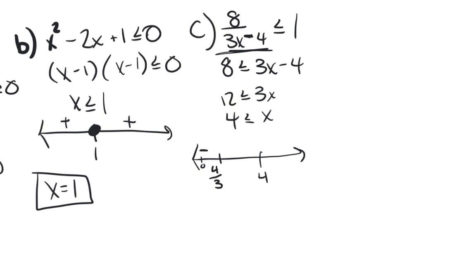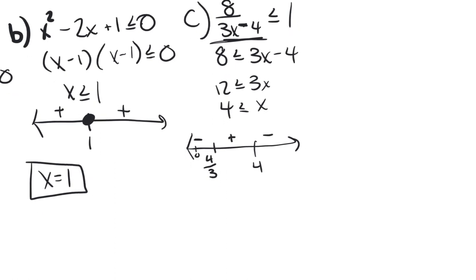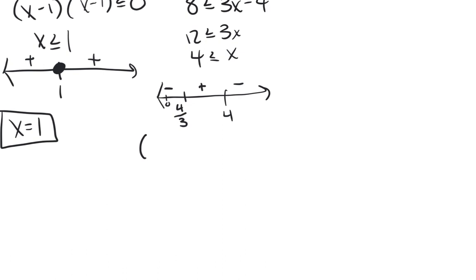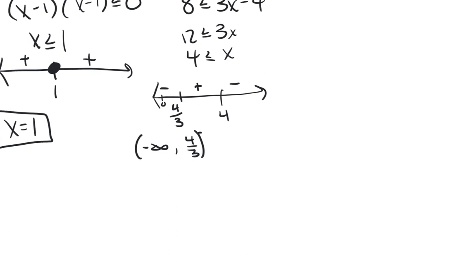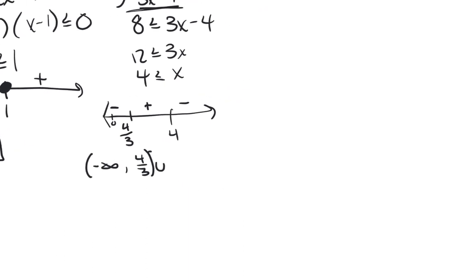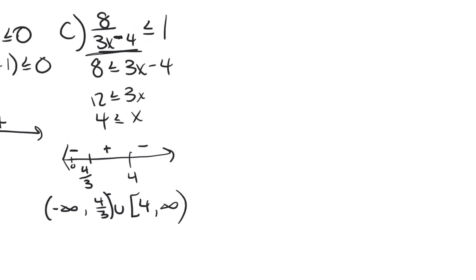Then we're going to check 2. That will give us 8 divided by 2, which is 4, which is greater than 1. And then if we check 5, we'll get a number that is smaller than 1, so it'll be minus. So that means that our intervals are from negative infinity to 4/3, and this is an asymptote. And then from 4, because that's when it equals 1, to infinity, we are less than 1.